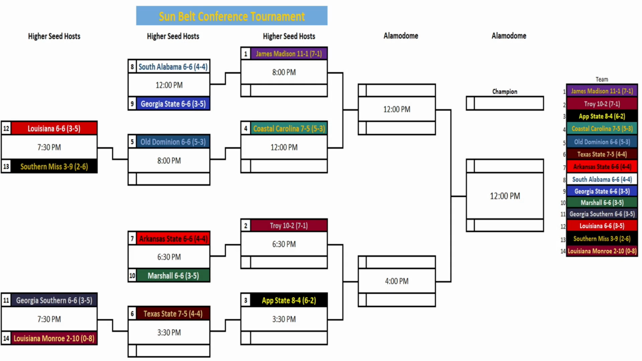Next is the Sun Belt Conference, the Fun Belt Conference. James Madison, if not for idiotic, moronic, out-of-date NCAA transition rules, would have played in the conference championship game in real life. But for this scenario, they're going to be number 1 seed in this conference tournament. Troy would be the 2. App State would be the 3. Those two actually played each other in the conference championship game in real life. And Coastal Carolina finished tied with Old Dominion at 5 and 3. They get the nod with the 4 seed and the double bye in this conference.